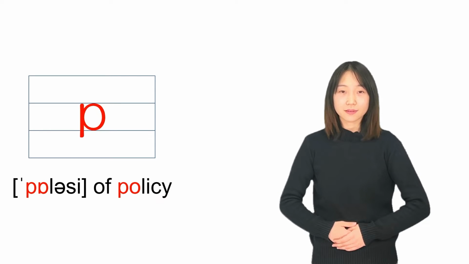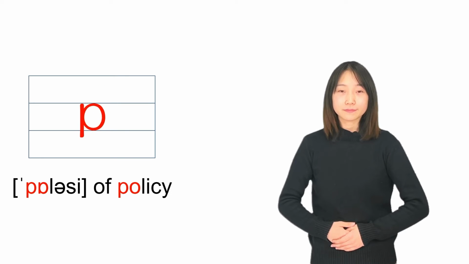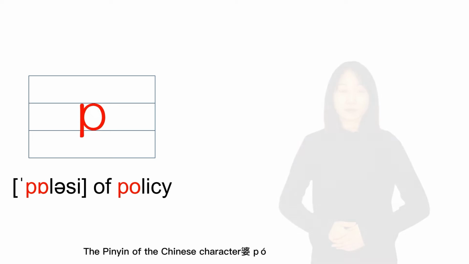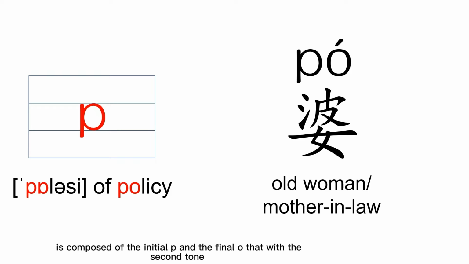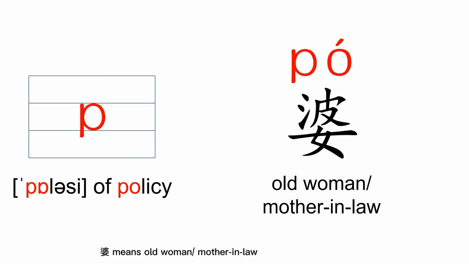Please read after me. Po, po, po. The pinyin of the Chinese character po is composed of the initial po and the final o, with the second tone. Po, or po. Po means old man or mother-in-law.